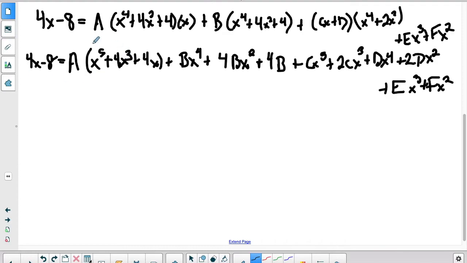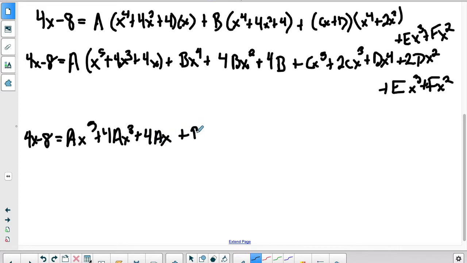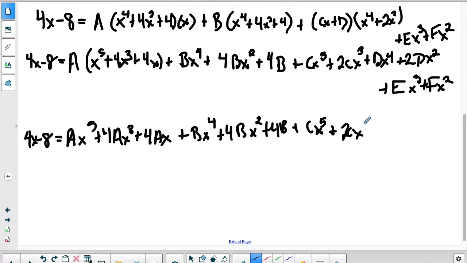And lastly, we can multiply this through by a. So I get 4x minus 8 equals ax to the fifth plus 4ax to the third plus 4ax plus bx to the fourth plus 4bx squared plus 4b plus cx to the fifth plus 2cx to the third plus dx to the fourth plus 2dx to the third.